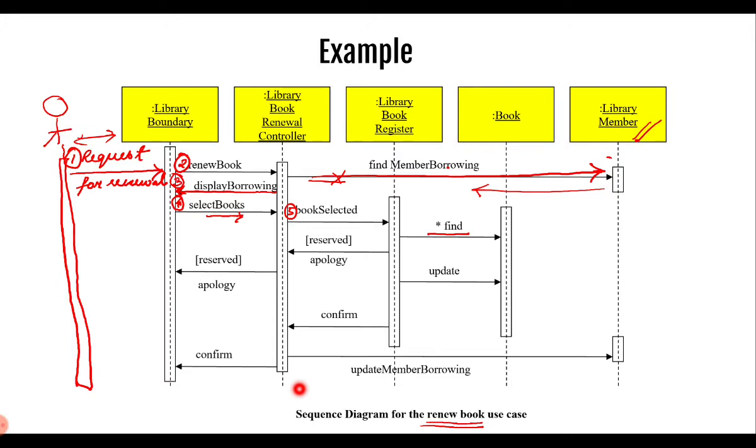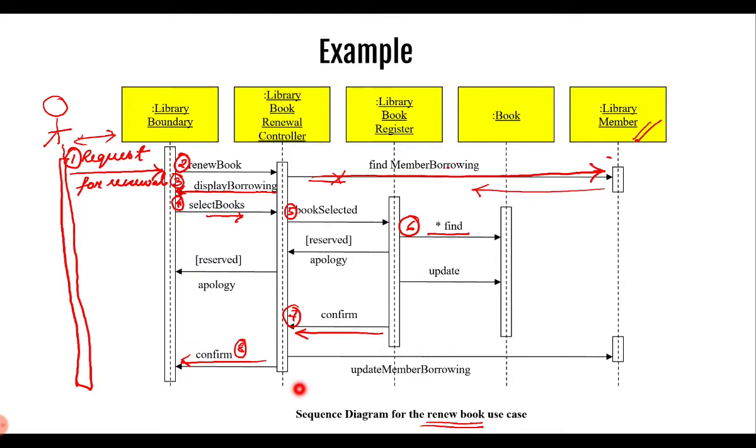So if the book can be renewed, it will be confirming a reply that this book can be renewed, and in return the library book renewal controller will confirm the reply back to the user. So after this we will follow this sequence 7 and 8.